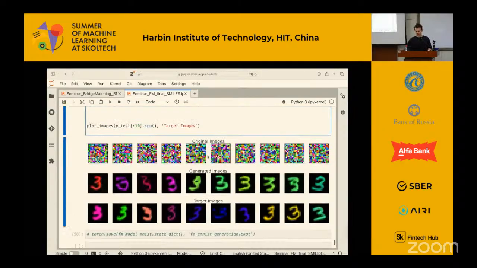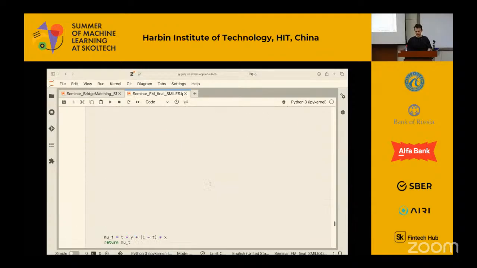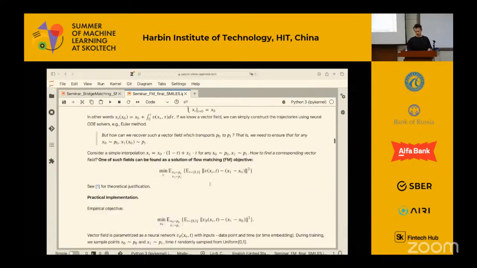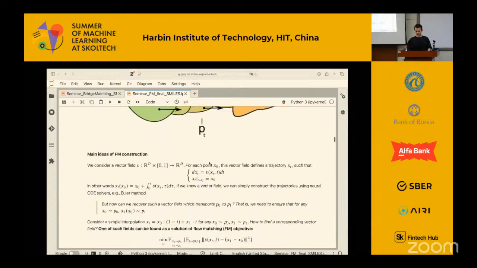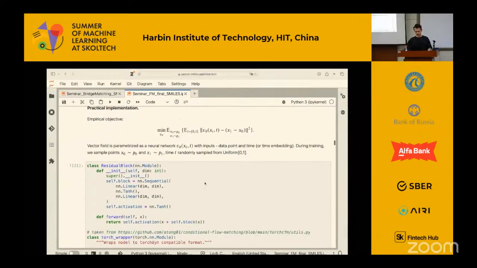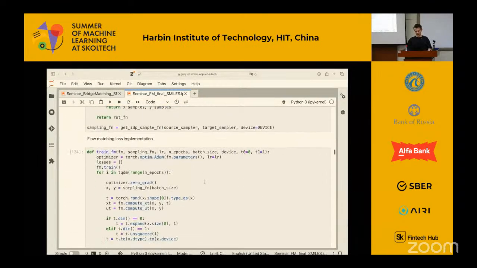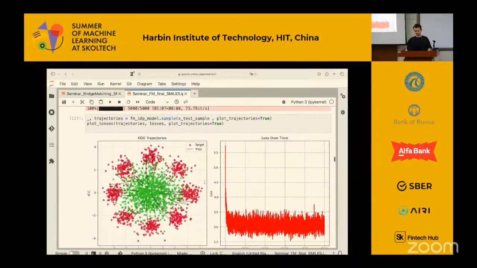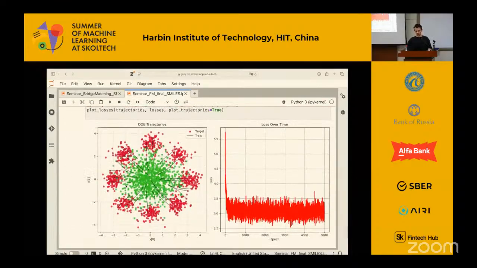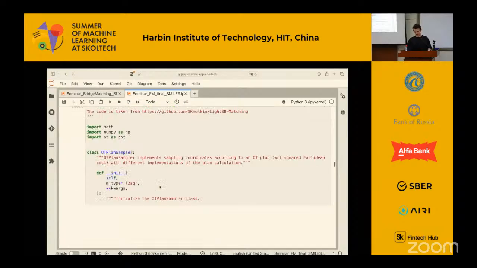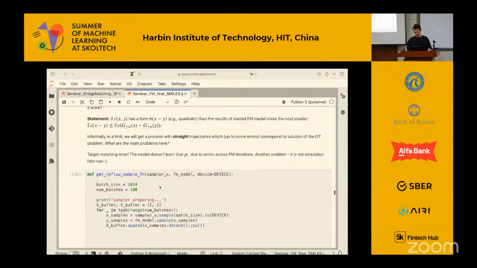So a little bit of recap of what we have done in this seminar. First, we started with a theoretical recap of how flow matching works. Then we implemented our flow matching on this toy Gaussian to 8 Gaussians problem, visited 3 versions of just flow matching. Let me scroll to it.